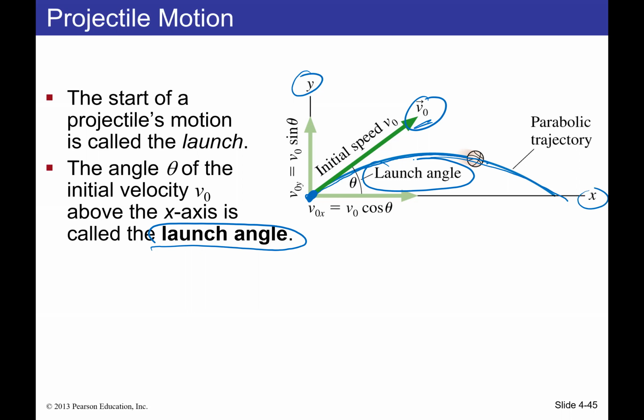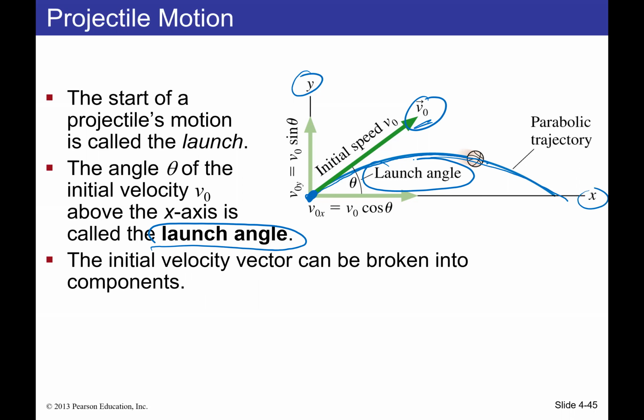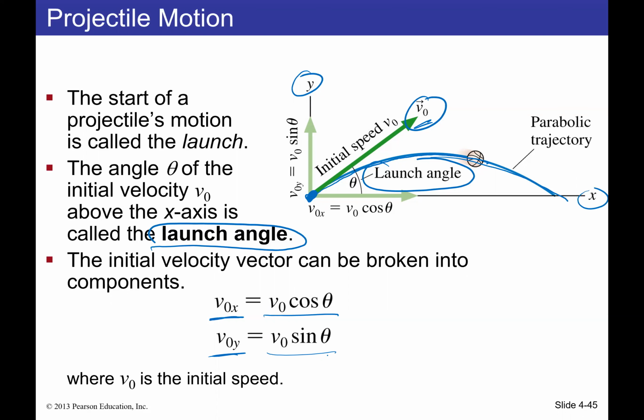Now, what do we do right away with this type of problem? Well, we don't want to work with a two-dimensional vector. So we break it down into components, where we look at the x component of the initial velocity, which is v naught cosine theta, and the y component of the initial velocity, which is v naught sine theta. That means right away we break them down into x and y components, where v initial is obviously the initial speed.